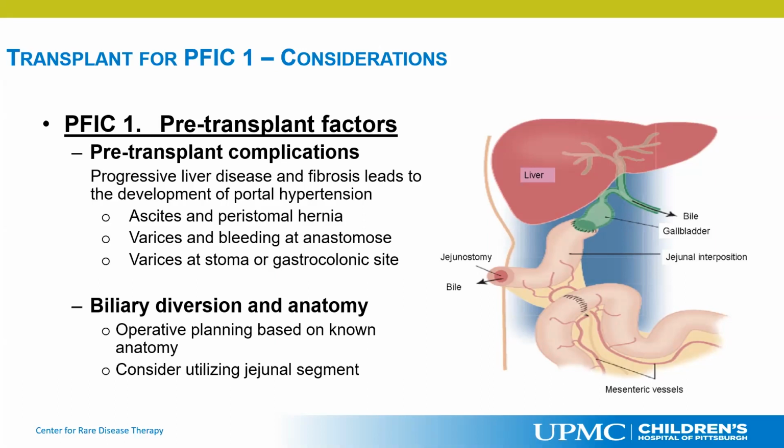And so from a pre-transplant standpoint, the things that lead you to transplant after diversion are chronic liver disease, fibrosis, and the development of portal hypertension. Children that have a stoma, or a piece of intestine that's coming out of their abdominal wall, will, with the development of portal hypertension, often develop fluid inside their belly. That's called ascites. And they oftentimes will, at that point, develop peristomal hernias.